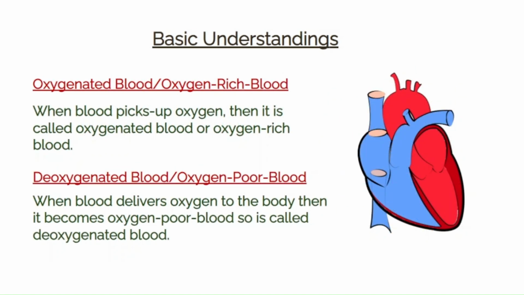We have learned that blood from the heart goes to the lungs to pick up oxygen and then returns to the heart. Now the blood has become oxygenated, so we can call it oxygenated blood or oxygen-rich blood. This oxygenated blood goes to the different parts of the body to deliver oxygen, and after delivering, it becomes oxygen-poor blood, or we can call it deoxygenated blood.